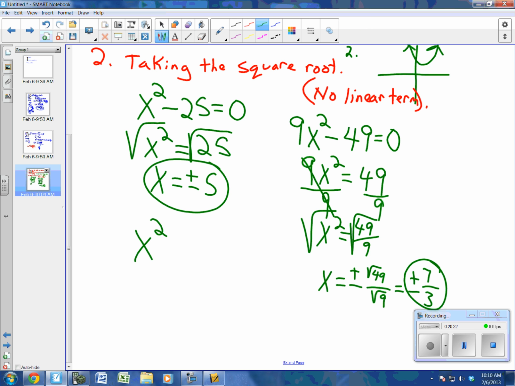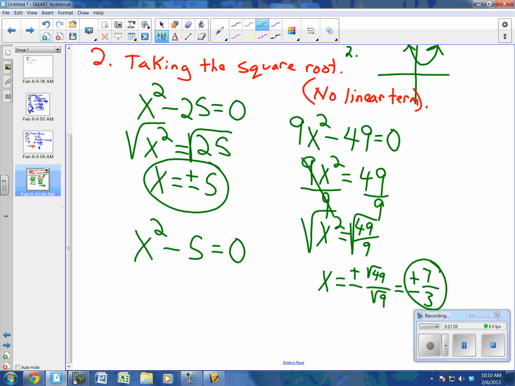I got to show you two more. X squared minus... Oh, yeah. Did you guys hear that? That's a good question. If I would have done this by graphing or by the quadratic formula, I would have got the same answer. Or by factoring. Same with this one. If I did it by any of those other methods, I would have got 7/3 and -7/3. All these, this one right here, you can do in any of the ways. You can do it all 5 ways that I showed you.